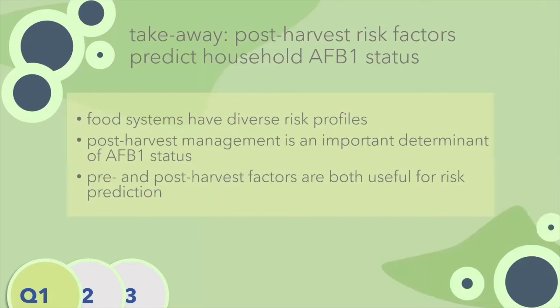So a takeaway from this section is that post-harvest risk factors do indeed predict household aflatoxin status. Food systems really seem to have diverse risk profiles, and these pre-harvest or post-harvest management variables do seem to be important determinants of contamination status at the household level. And so what we've determined is that post-harvest factors, in addition to the pre-harvest factors, are useful also for prediction of aflatoxin status.